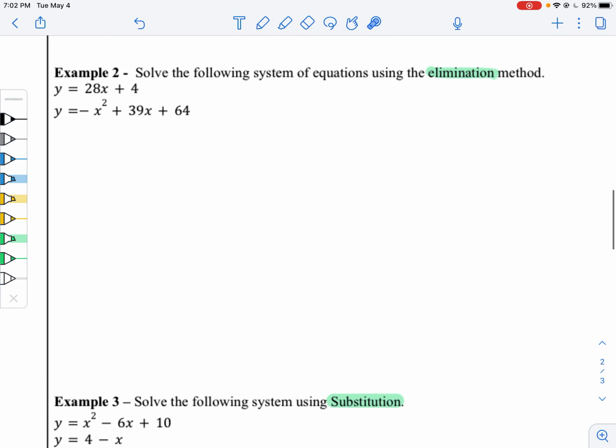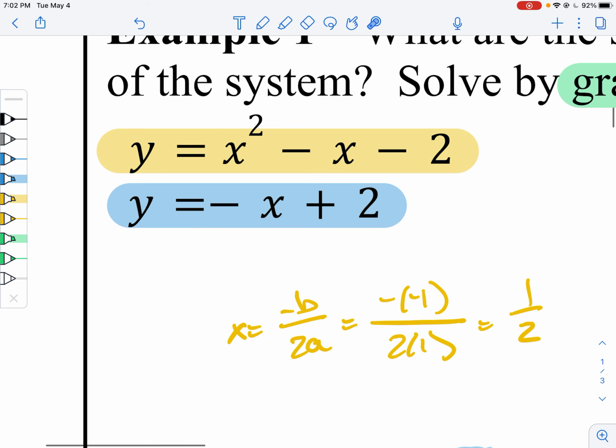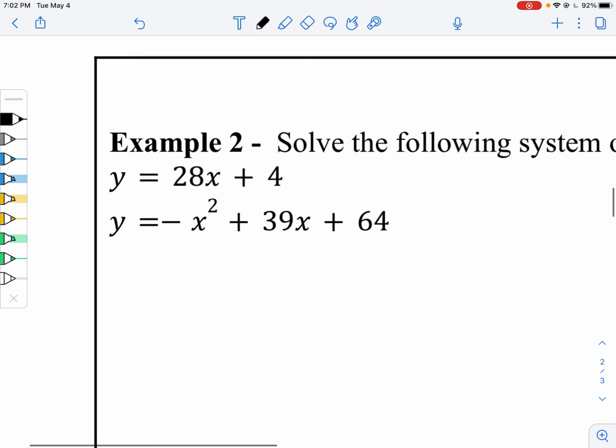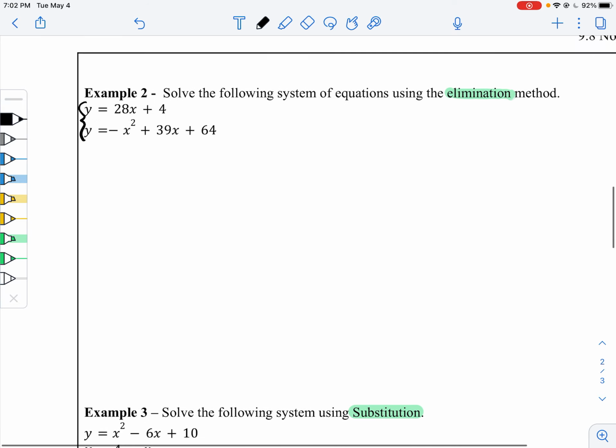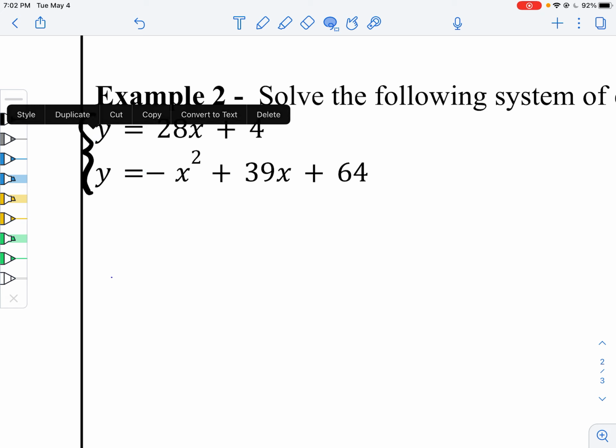You can also solve a system of equations using the elimination method. Since this is a system, it should have this curly brace right there. Okay, this is a system. It needs to have a brace like that. Elimination is where you find where they have something in common and you eliminate it.